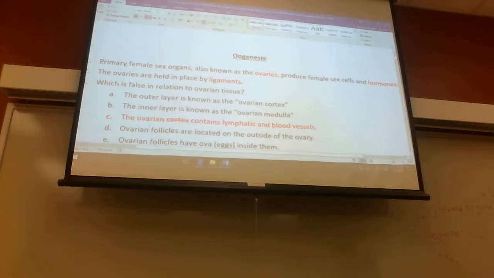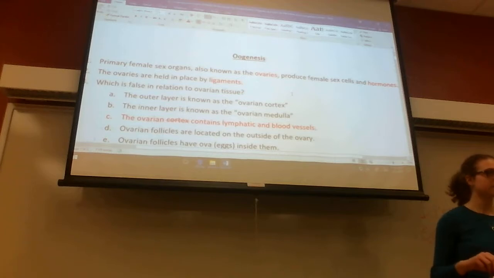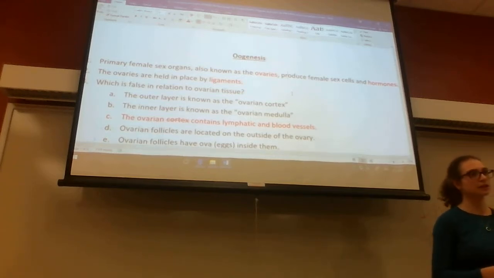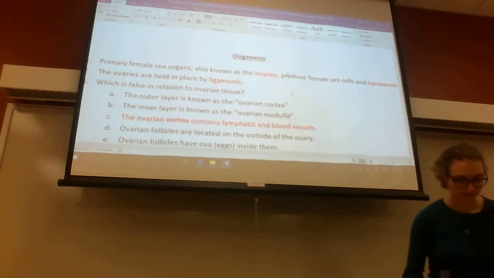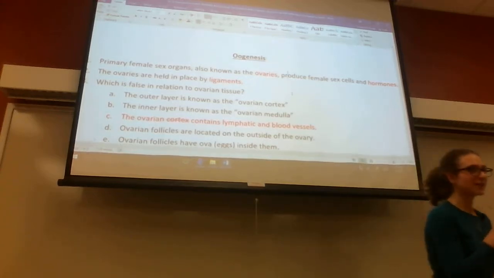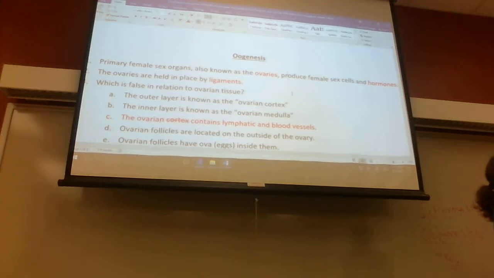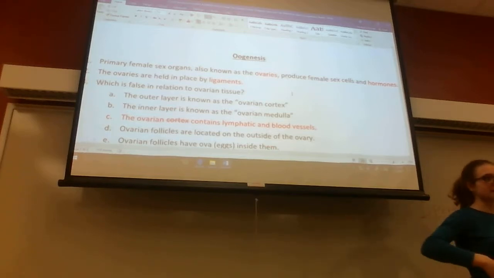So oogenesis, this is the first section. The primary female sex organs are also known as the ovaries. Ovaries produce female sex cells and hormones. Sex cells being the egg. Hormones in the female being estrogen. The ovaries are held in place by ligaments, so they're kind of suspended in us.